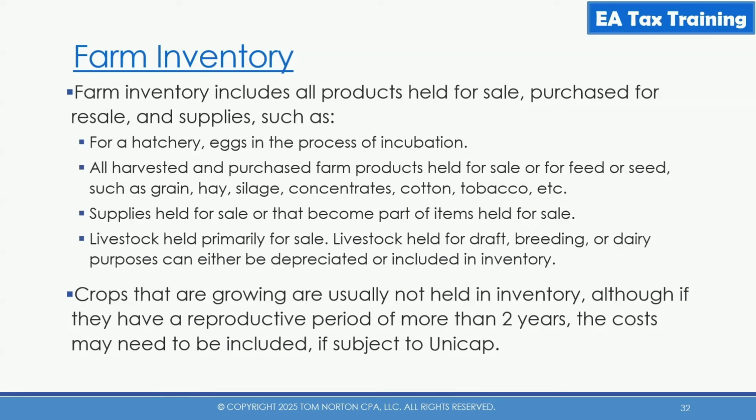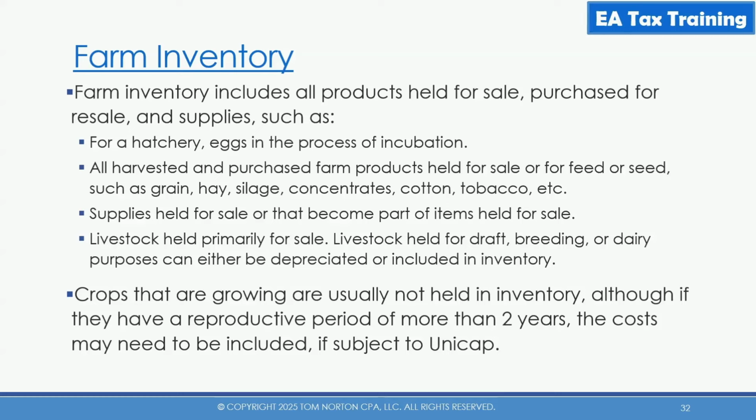Livestock that is held for other purposes, such as draft, breeding, or dairy, can either be depreciated as an asset or included in inventory. It is up to the farmer. So the farmer gets to decide for those livestock that are not held for sale, do I include them in inventory or do I count them as an asset and depreciate them?